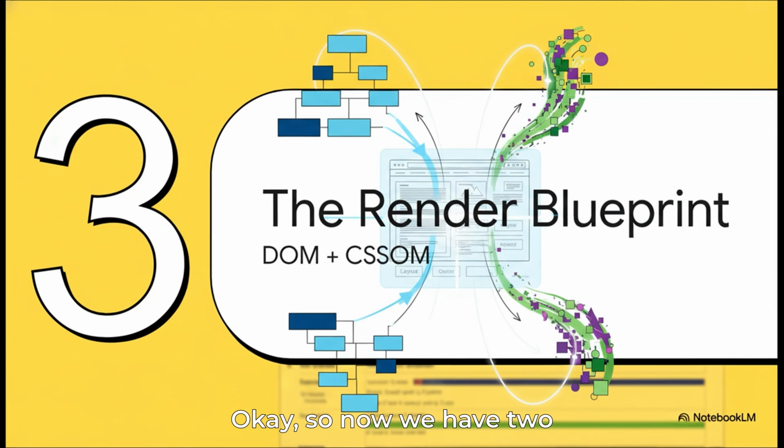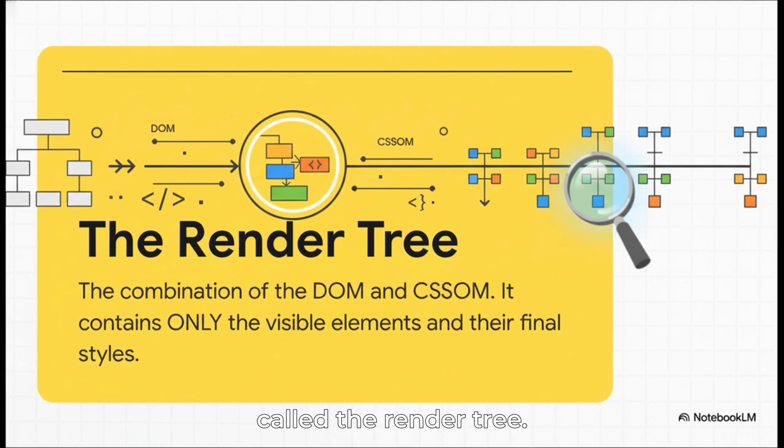Okay, so now we have two key pieces of the puzzle. We have the document structure, the what, in the DOM, and we have its style rules, the how it looks, in the CSSOM. The next logical step is to merge them together into a final blueprint for what's actually going to appear on the screen. And this combination is called the render tree.